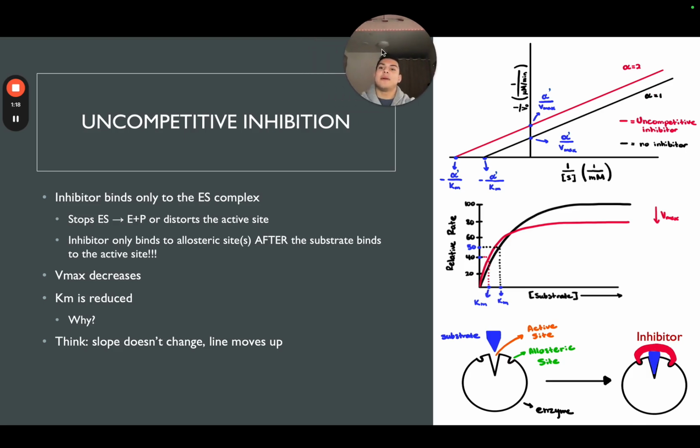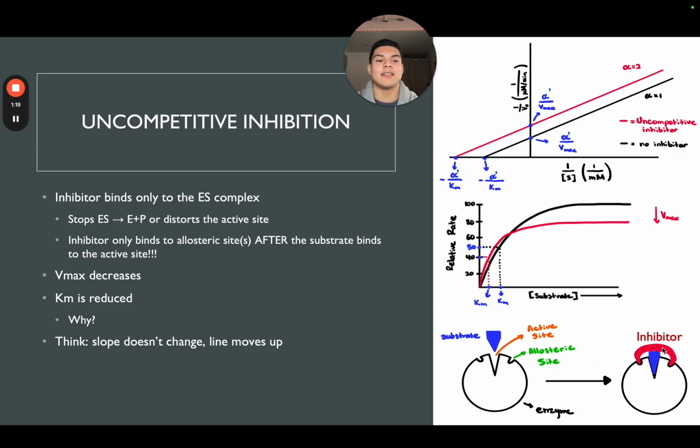Now moving on to uncompetitive inhibition, we see that the inhibitor binds only to the ES complex. So it stops the ES from forming the EP or distorts the active site. An inhibitor only binds to the allosteric sites after the substrate binds to the active site. So in this diagram here, the substrate binds, there's allosteric sites nearby, and you could think of it as the substrate binds, and then the inhibitor is like, oh, bet, I'm going to bind now. The inhibitor will not bind on its own separately.